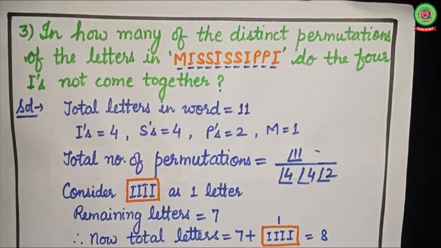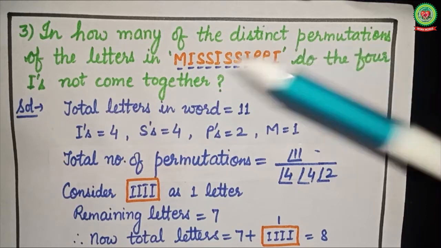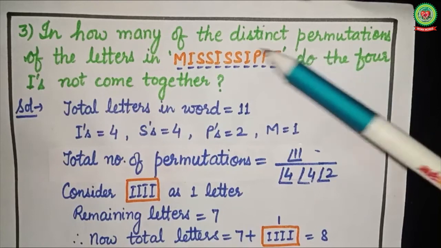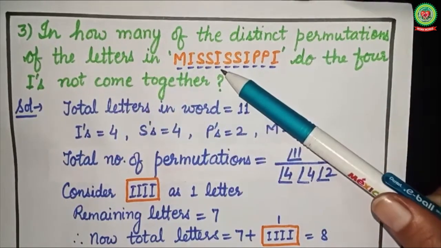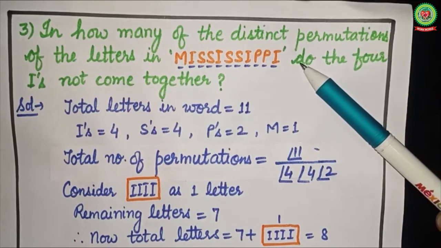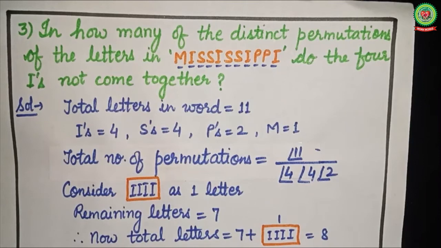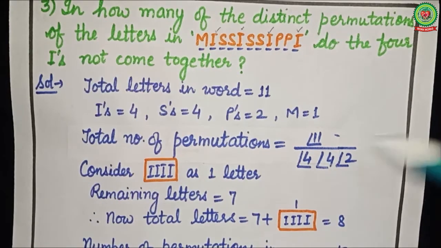When the letters of the word are repeated. For example, in how many ways of the distinct permutations of the letters in Mississippi will arrange so that the 4 I's do not come together. Whenever the case is for not coming together, we will find the total permutations and the ways in which they are coming together, then subtract. Let's start with the solution.